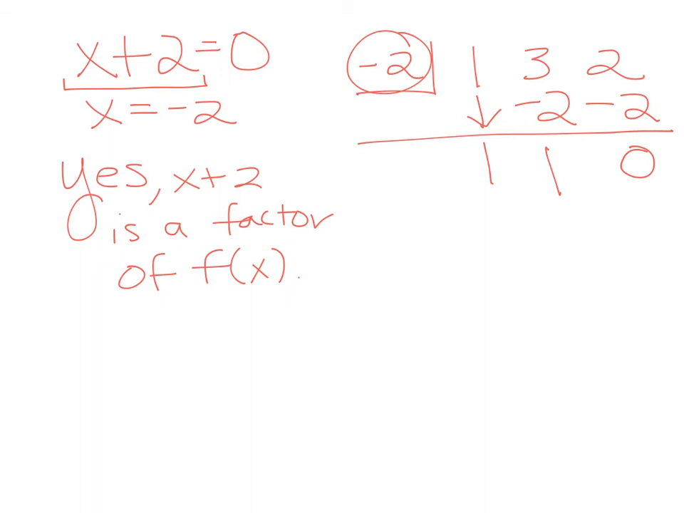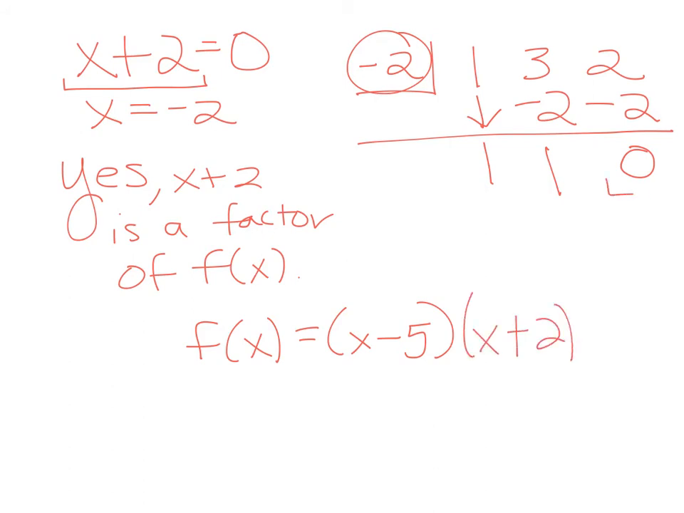And what I'm going to do then is, since x plus 2 is a factor, and we already determined that x minus 5 is a factor as well on the previous slide, we can say that f of x is equal to x minus 5, which is the factor that we determined on the last slide. We now, on this slide, determined that x plus 2 is a factor because we got a remainder of 0 right here for our synthetic division.